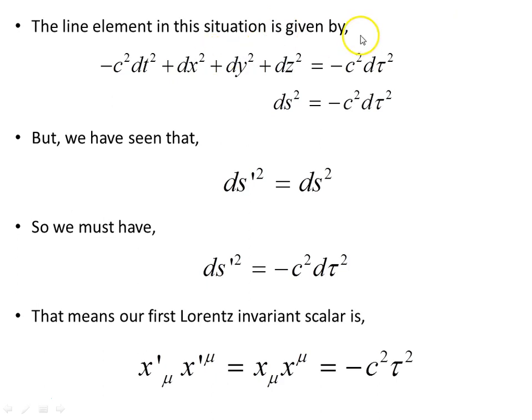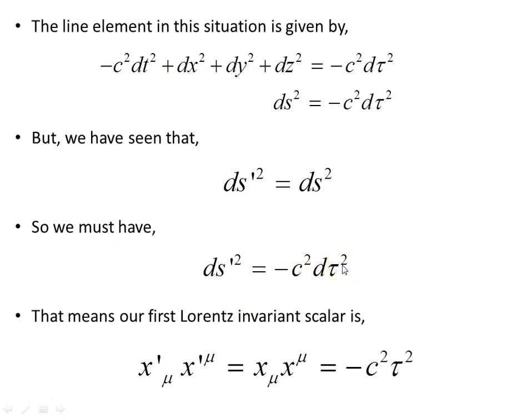Now, the line element in this situation is given by, for the observer in S, this is their space-time interval for the event, and for the blue observer on the spaceship, at rest with respect to the spaceship, sitting at the end of the spaceship, sees this object here. That's their space-time interval. There's no x, y or z because it occurs at their origin. And so ds squared is minus c squared d tau squared, but we've already seen that ds prime squared is ds squared, and so we must have ds prime squared is minus c squared d tau squared.